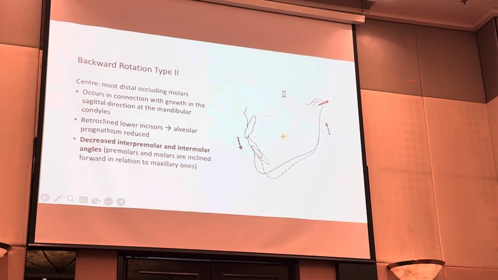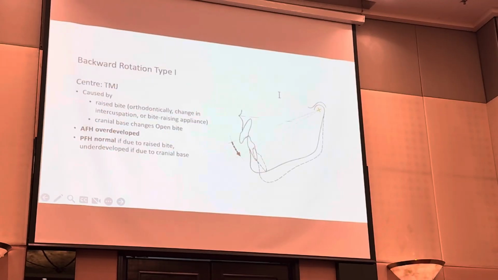Type 2 will be at the most distal occluding molars. It occurs in connection with growth in the sagittal direction of the mandibular condyles, with retroclined lower incisors. You will tend to get retroclined lower incisors. Alveolar prognathism is reduced. You get decreased interpremolar and intermolar angles. Premolars and molars are inclined forward in relation to the maxilla. So basically the pivot is around here as well. Again, it's not going to be as bad as type 1.